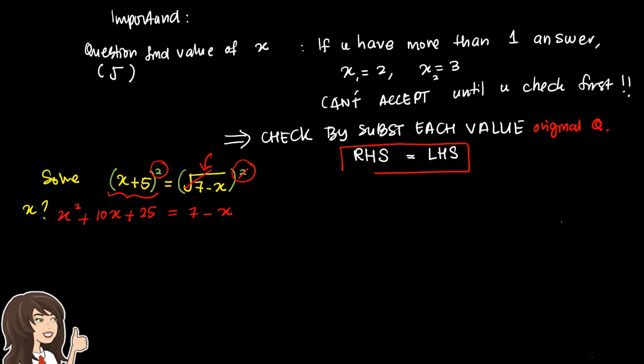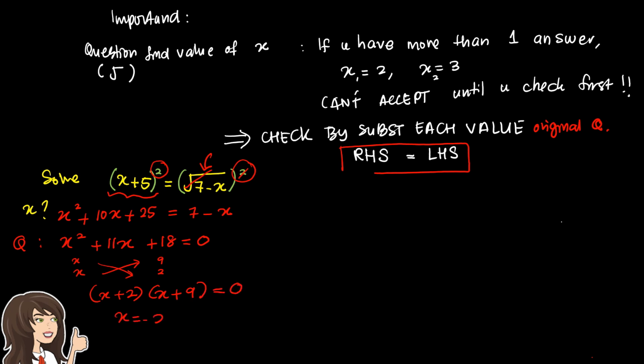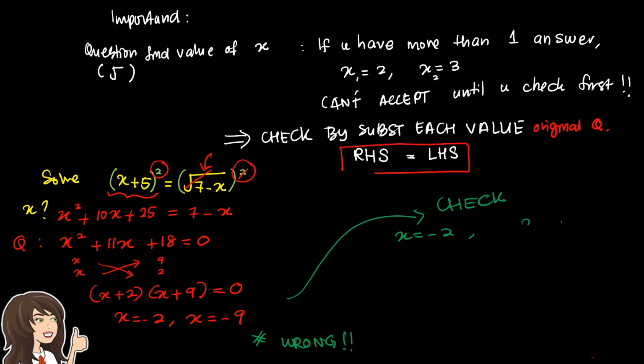Okay, let's calculate. Let's put everything on the left, so we have x squared plus 11x plus 18 equal to 0. It is a quadratic form, so you need to factor. When you factor, this is what my teacher taught me during my Form 2, so I am still using it. So you get two values here. If you answer like this, it's wrong. You will not get marks, because you need to check your values when there is more than one. You must check first, because the answers will not be accepted unless you check.